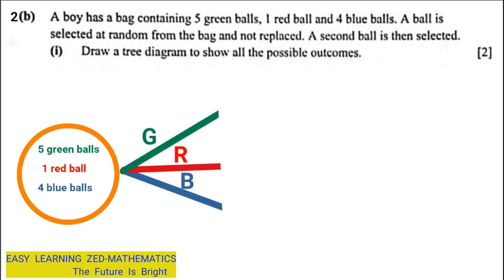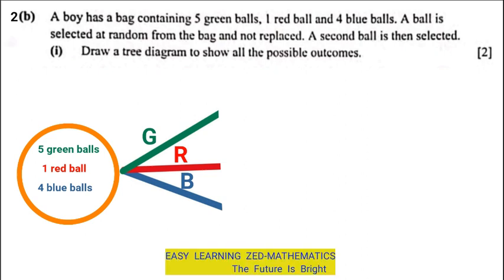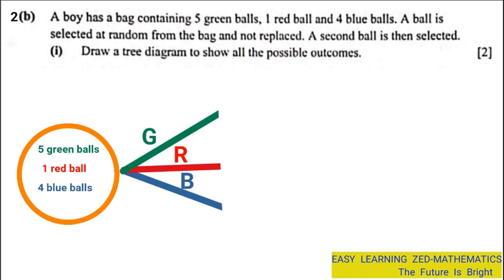Okay, so before we do anything, we need to write the probability of picking a green ball when this first ball was picked. Before we do that, we need to find the total number of balls in the bag. So to do that, we are going to find the total number of balls in the bag.